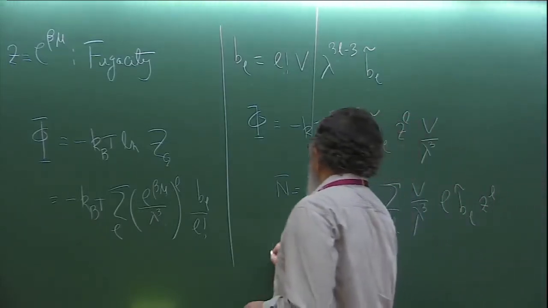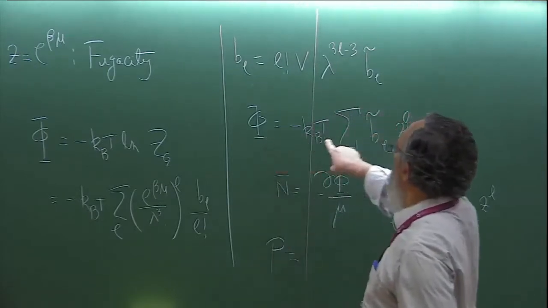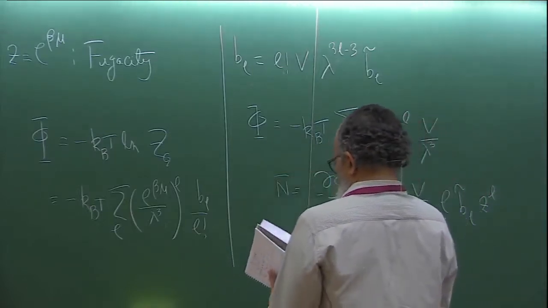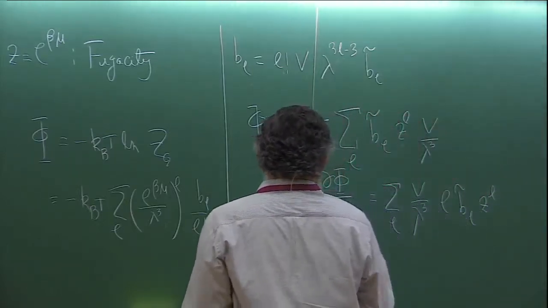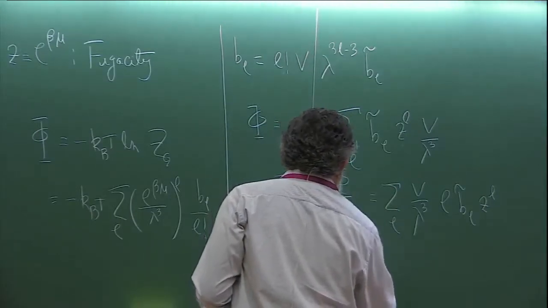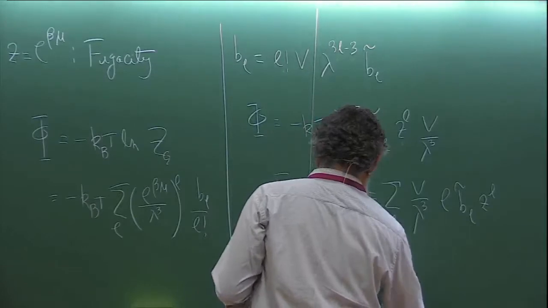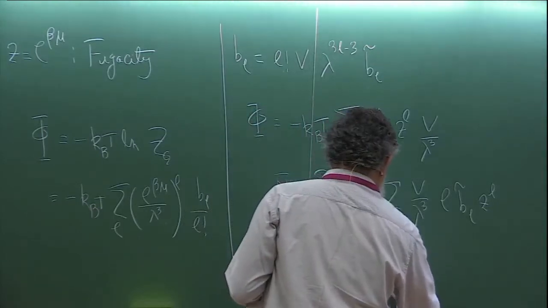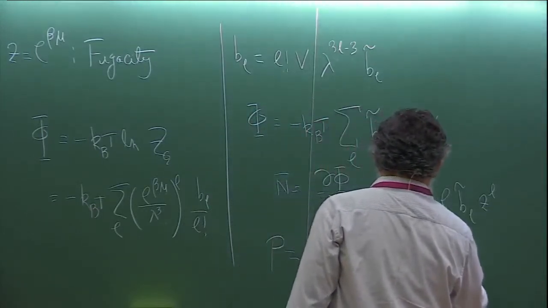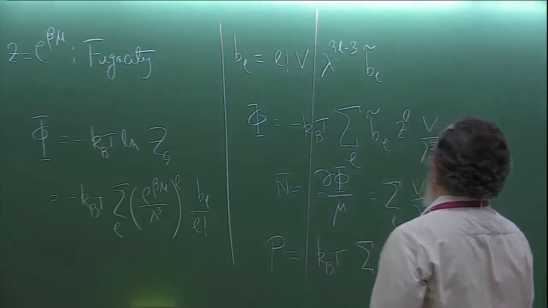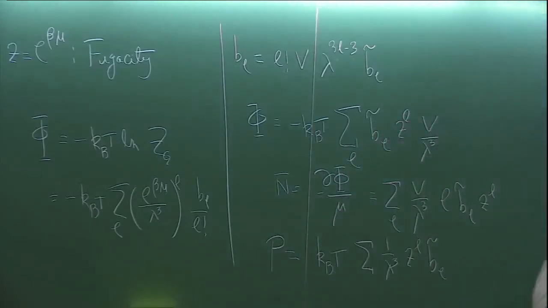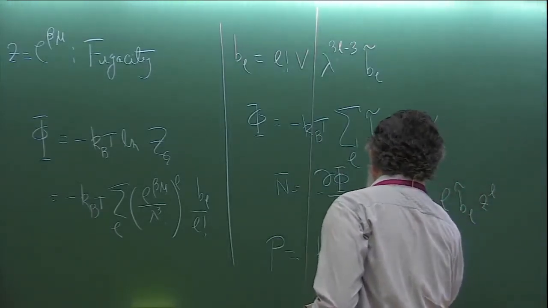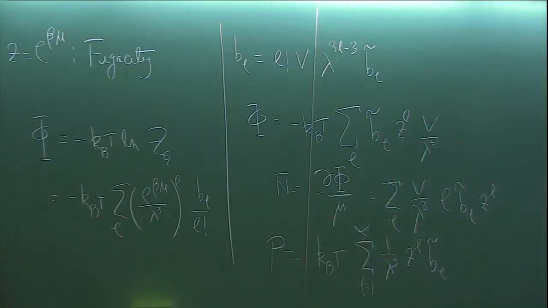And the pressure equation is obtained by the derivative of phi with respect to the volume. The volume is explicitly there. So the pressure equation is P over kBT equals the sum of one over lambda cubed, Z raised to the power L, BL tilde. So this is the equation of state, and if you can calculate now, you see that the sums are all sum over L goes from 1 to infinity.